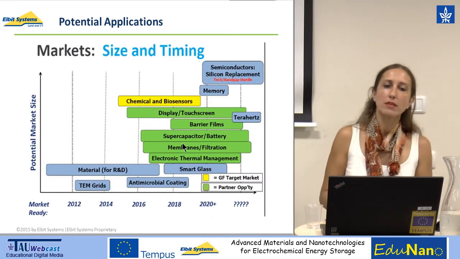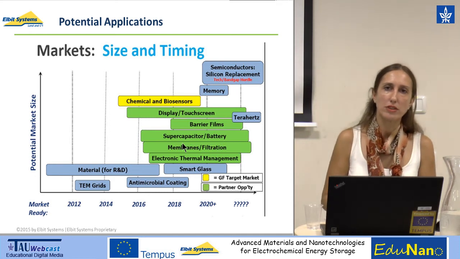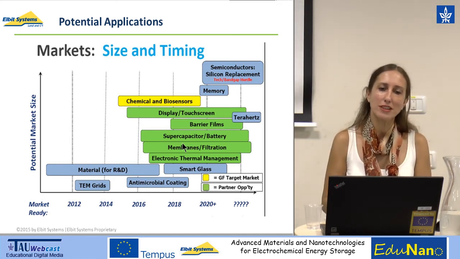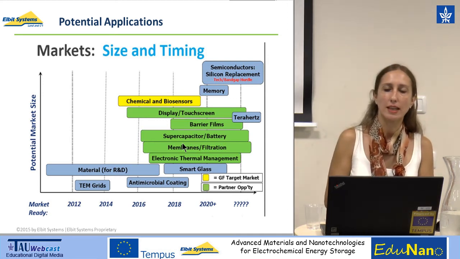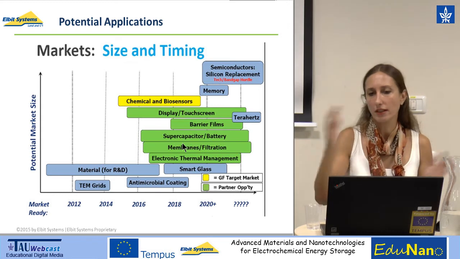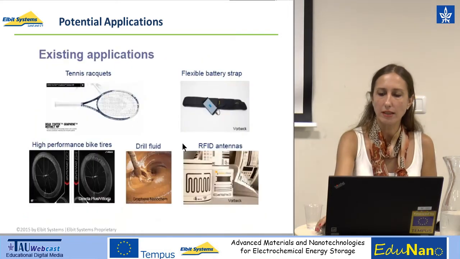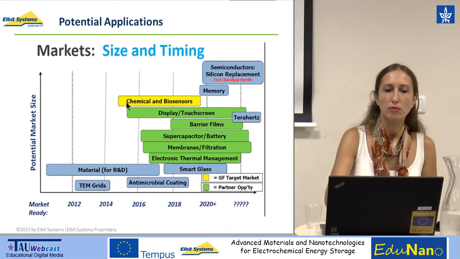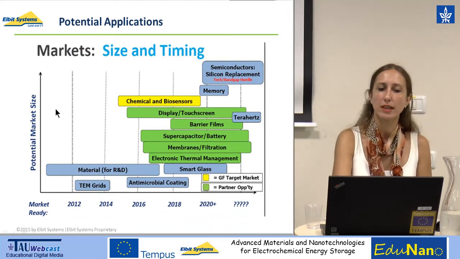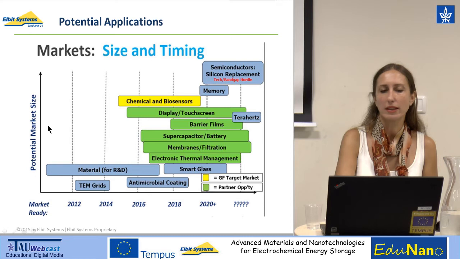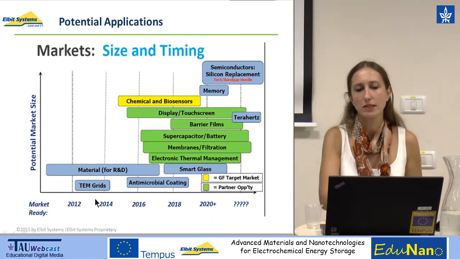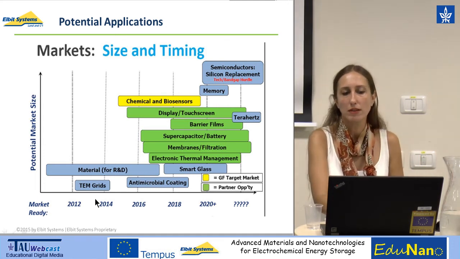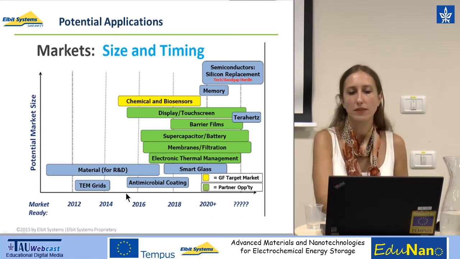So in terms of the market and size and timing, which is a very important issue when we talk about the implementation of novel and new materials in the industry and in the market. What we have here in the x-axis is the potential market size, and on the y-axis we have the market readiness in terms of time. So we are talking about the current 2014, 2015, and what will be in 2020.